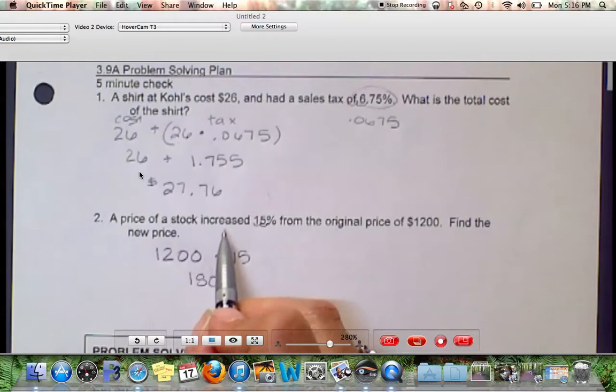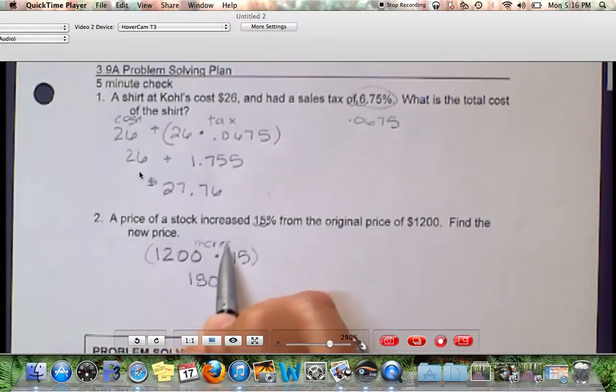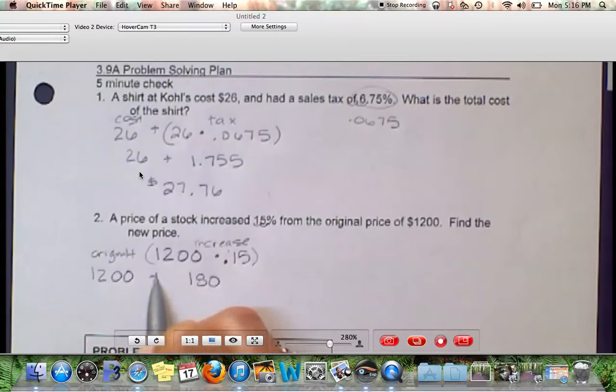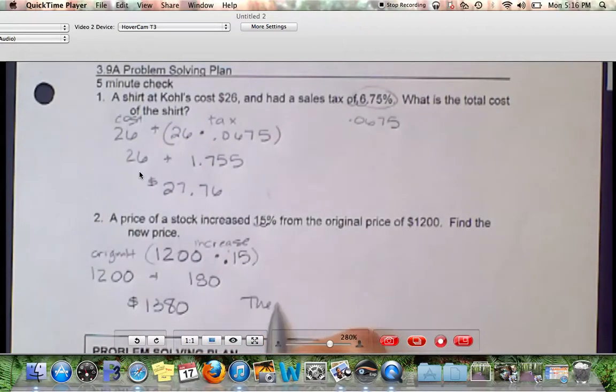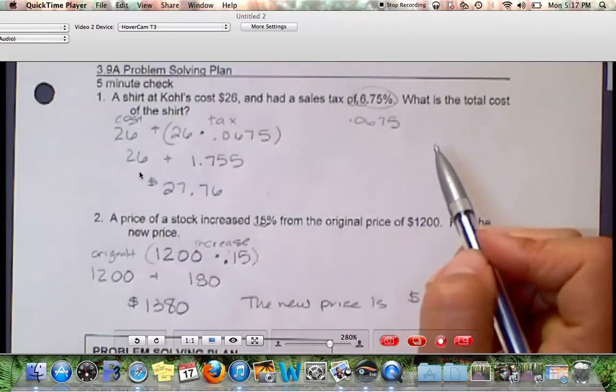1,200 times 0.15 is going to be 180. Now it increased, so this is the increase. And we need to add that to the original. So if the original is 1,200, we add that to the 180, and that gives us 1,380 is going to be the new price. The new price is $1,380.